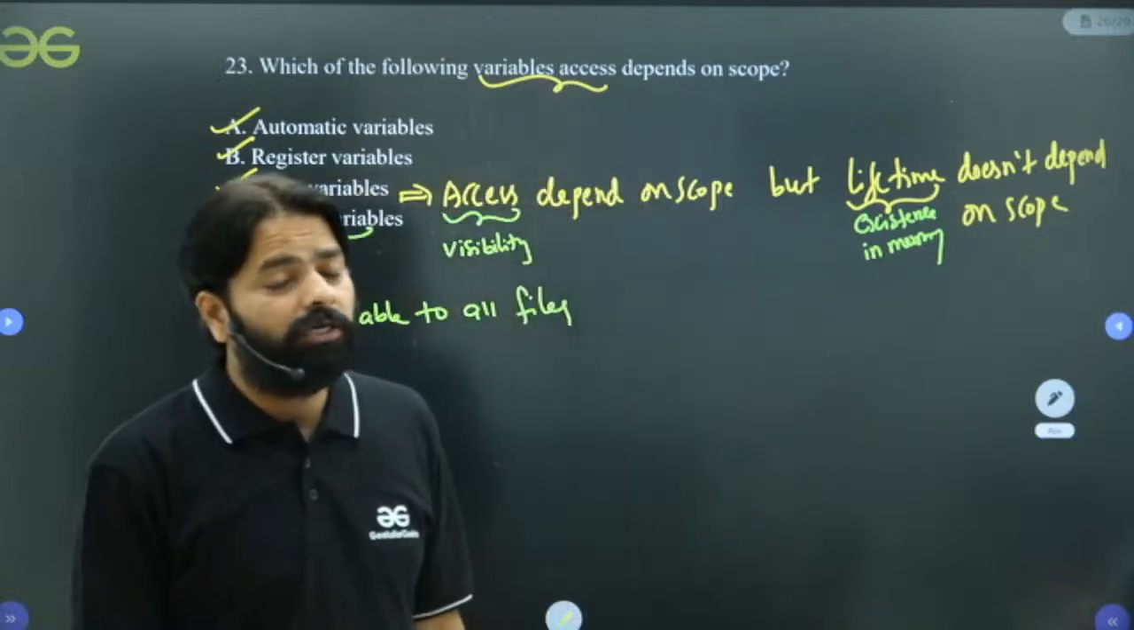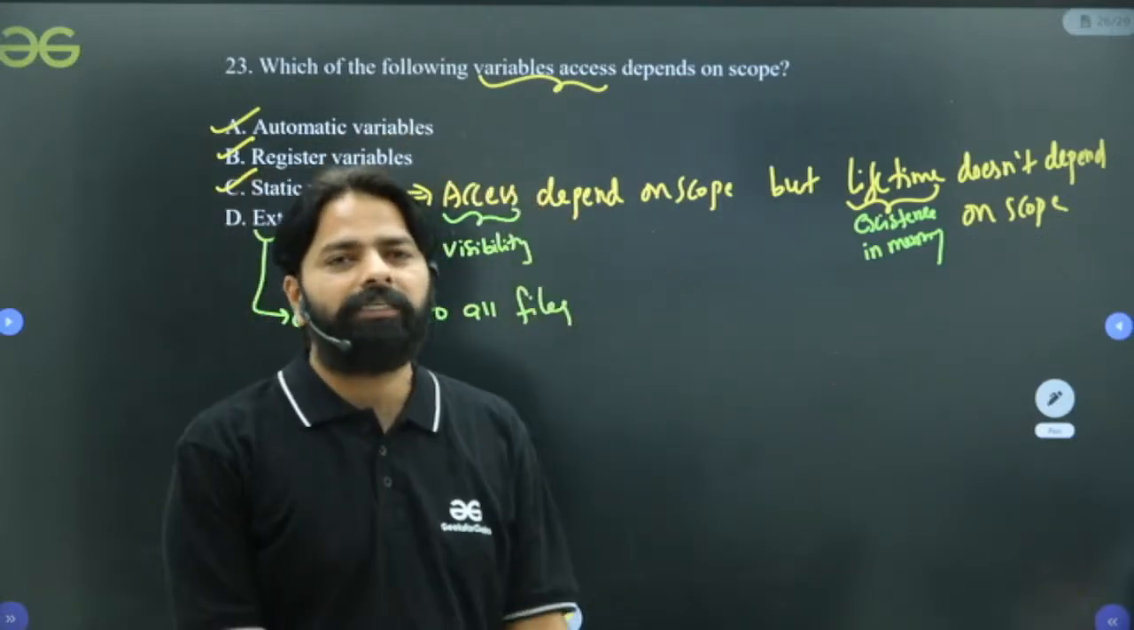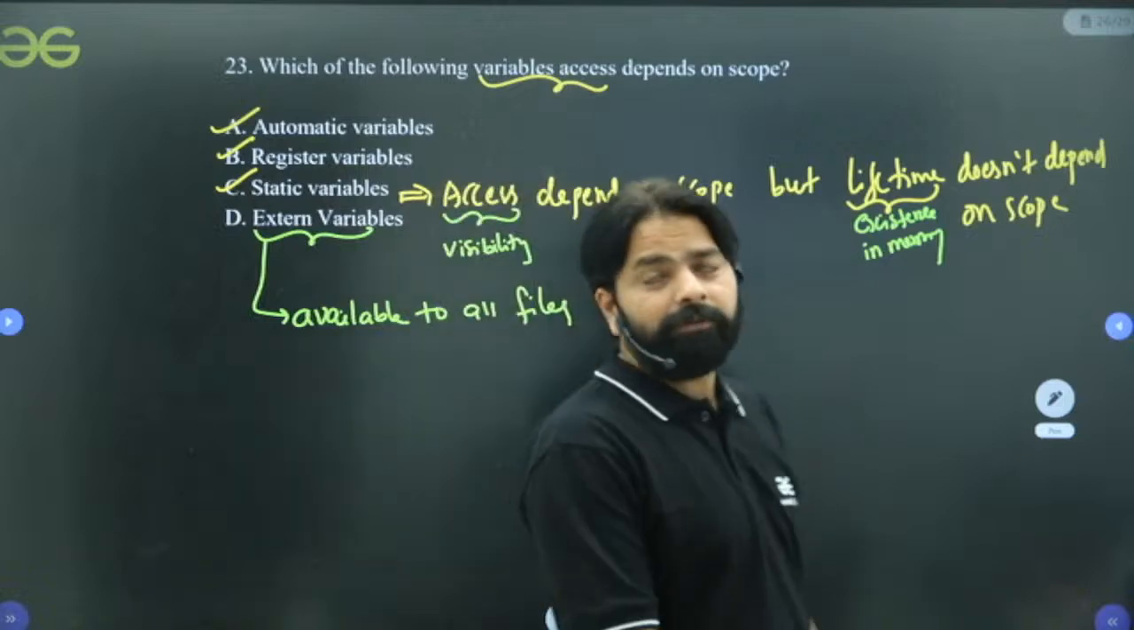But static variables, even though global, only that program can see it, not other programs. That is the main difference between external and static.